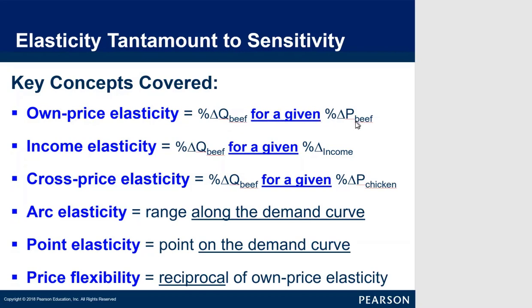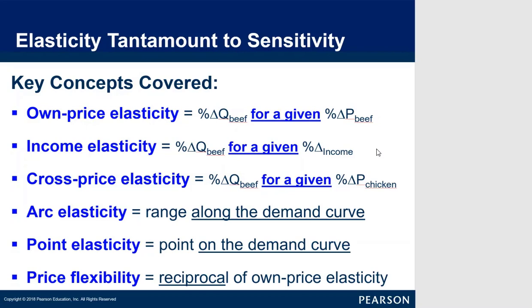Income elasticity, we're looking at the same formula. All we're going to do is substitute that second portion in terms of price, and we're going to use income as the factor. So the percent change in the quantity of beef for a given percent change in income.